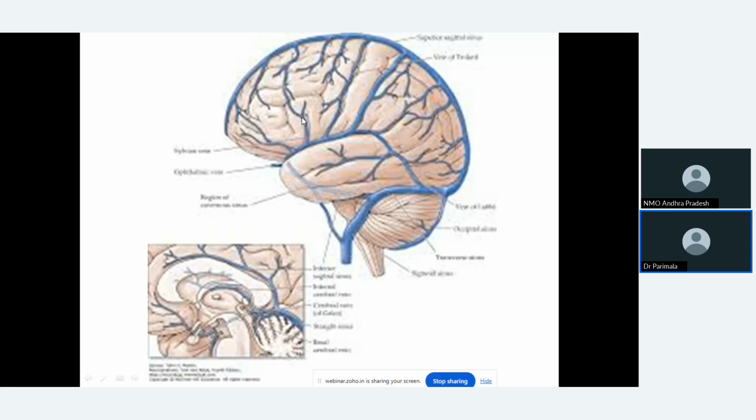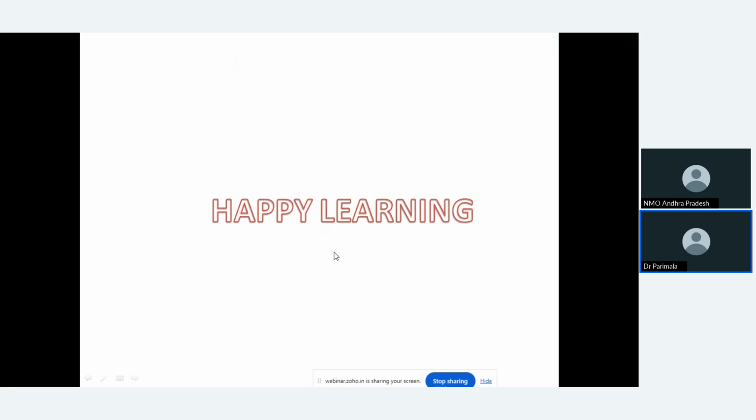The same thing in this way. These are the internal cerebral veins. As I was mentioning, they come out as the great cerebral vein. This is enough for you at this level. So have a happy learning.